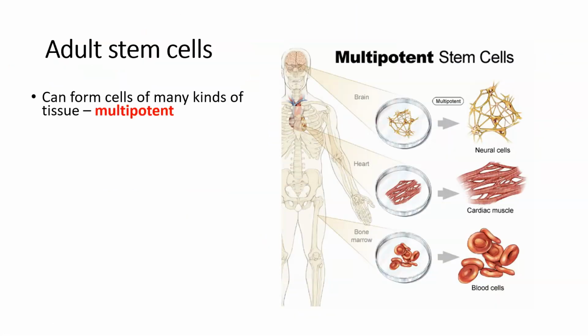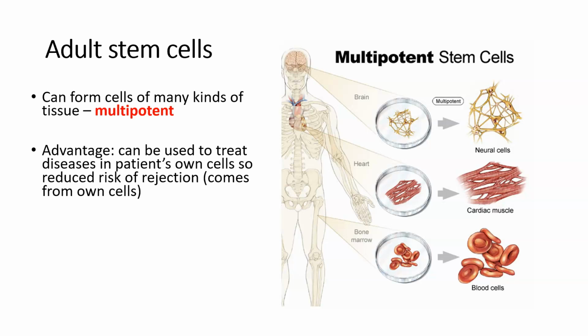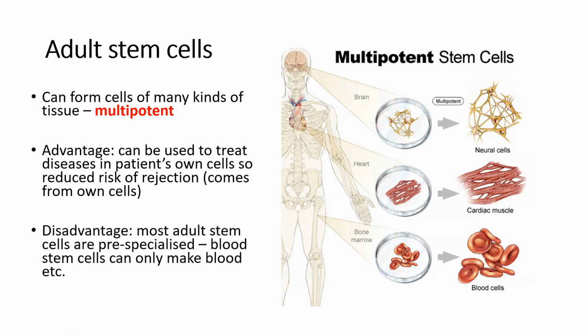Okay, so if we look at adult stem cells, we know that they are more limited because they are multipotent. Now, the advantage of using adult stem cells is that you can treat diseases using your own cells. So this reduces the risk of rejection. A disadvantage is that these cells are already pre-specialized, which means you're very limited in what you can produce. However, there is some research ongoing at the moment to see if we can reverse this pre-specialization and get adult stem cells to go back to the pluripotent or even totipotent stage.